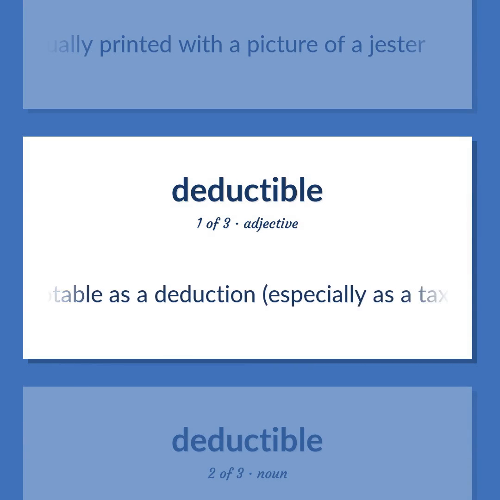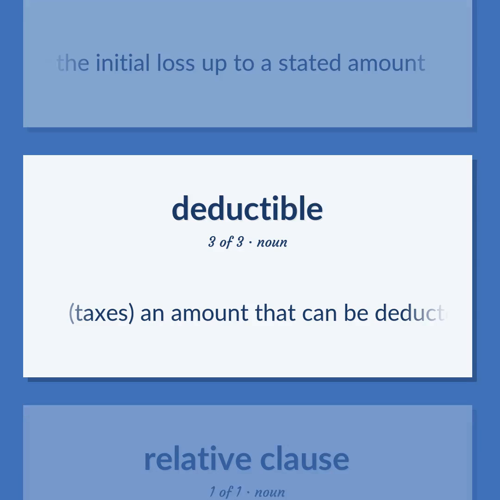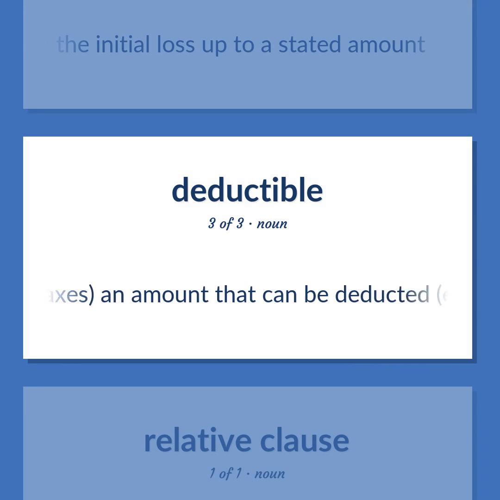Acceptable as a deduction, especially as a tax deduction. A clause in an insurance policy that relieves the insurer of responsibility to pay the initial loss up to a stated amount. Taxes, an amount that can be deducted, especially for the purposes of calculating income tax.